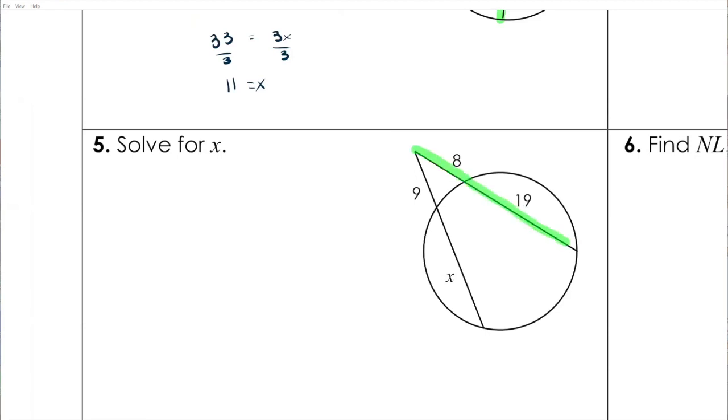We still want to make sure we're not hopping lines. We want to stay on the same line. But our rule for an exterior intersection is we take what's outside and multiply it by the whole length. So for our first one, the number outside is 9, and then the whole length of our yellow line is 9 plus x. Same thing for our green line, outside 8, and then the whole line is 8 plus 19.